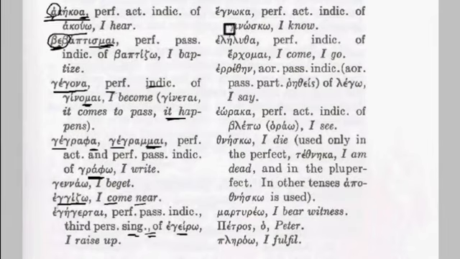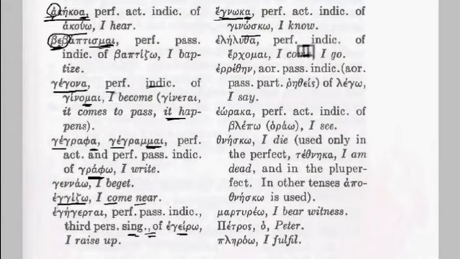Next word we have is egnoka. This is from ginosko. Notice once again, it's somewhat irregular. It does end with the kappa, alpha, which is predictable, but there is no reduplication at the beginning. And so that's why he's mentioned it here in the vocabulary list.